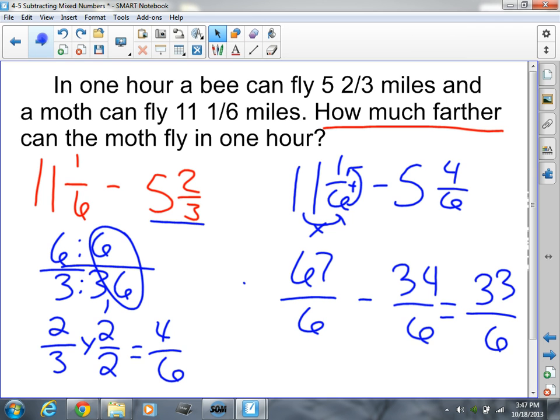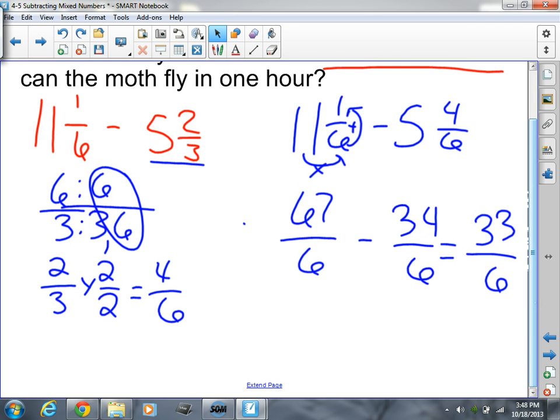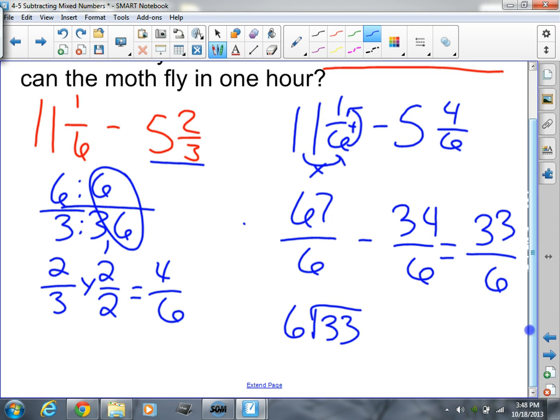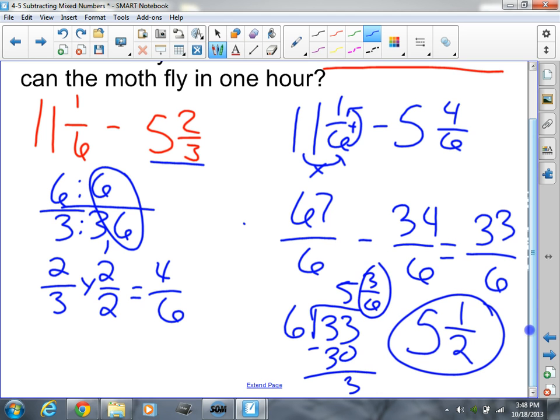Now remember, we cannot leave it in an improper fraction. So let's go ahead and change that very quickly. So I have 33 inside the box, 6 outside the box. So it's going to be 5, 5 3/6, and remember, we always reduce, and 3/6 becomes 1/2. So my answer is going to be 5 1/2 after I reduce 3/6.